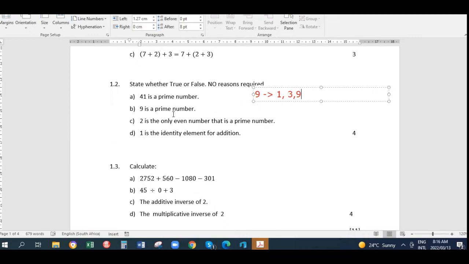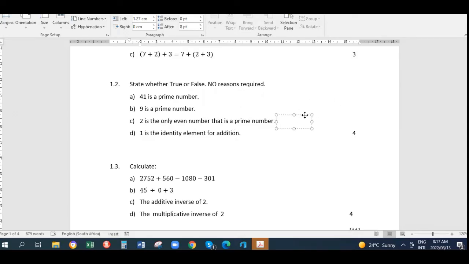This answer is false. 2 is the only even number that is prime. Now, if you look at 2, 2 has only two factors, 1 and 2 itself. So 2 cannot be a prime number. Sorry, 2 is a prime number because 2 has only two factors. Sorry about that. 2 has only two factors, 1 and itself.